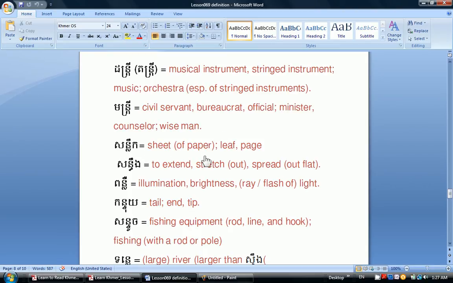Sunluck is a sheet of paper, leaf, or page. Santang means to extend, to stretch out, or to spread out flat. Punlu is an illumination, a brightness, or a ray or flash of light. Kontoi is a tail, an end, or tip. Santuj is a fishing equipment such as rod, line, and hook, or fishing with a rod or pole.